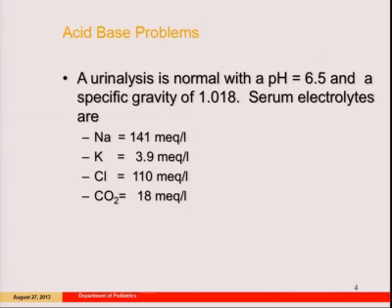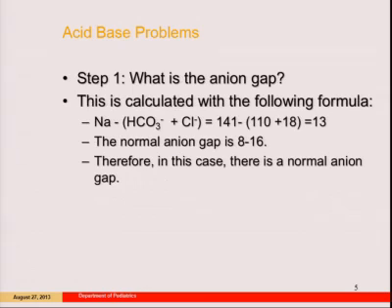So he's got a bicarb of 18. Step 1, what is the gap? Well, that's the sodium minus a combination of the bicarb plus the chloride, and that's 13. The normal anion gap is 8 to 16. So in this case, there's a normal anion gap.